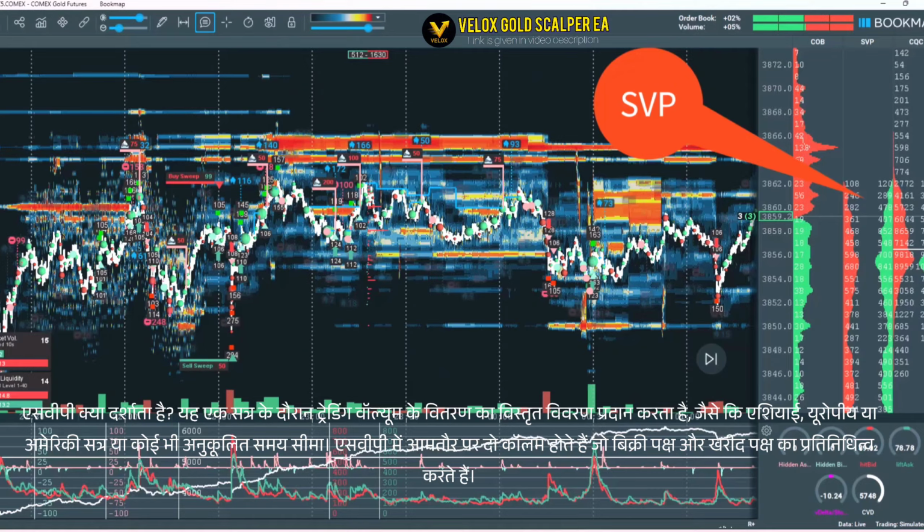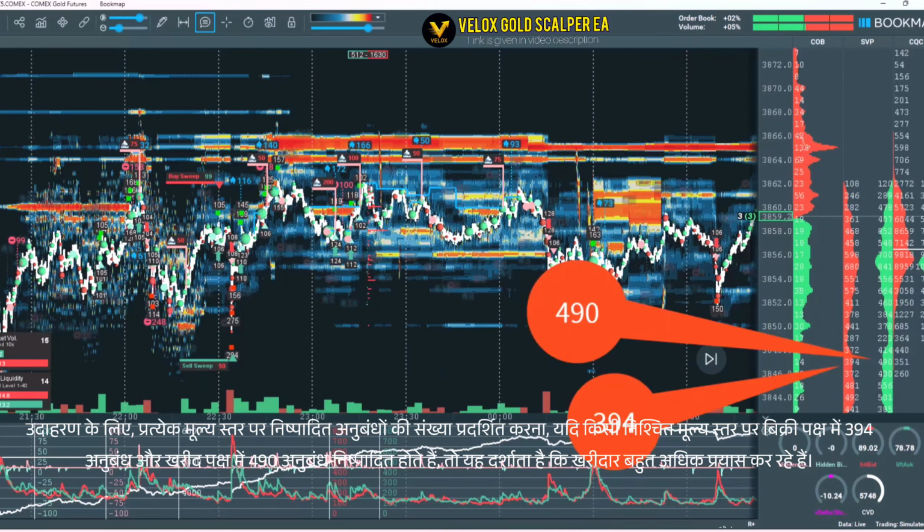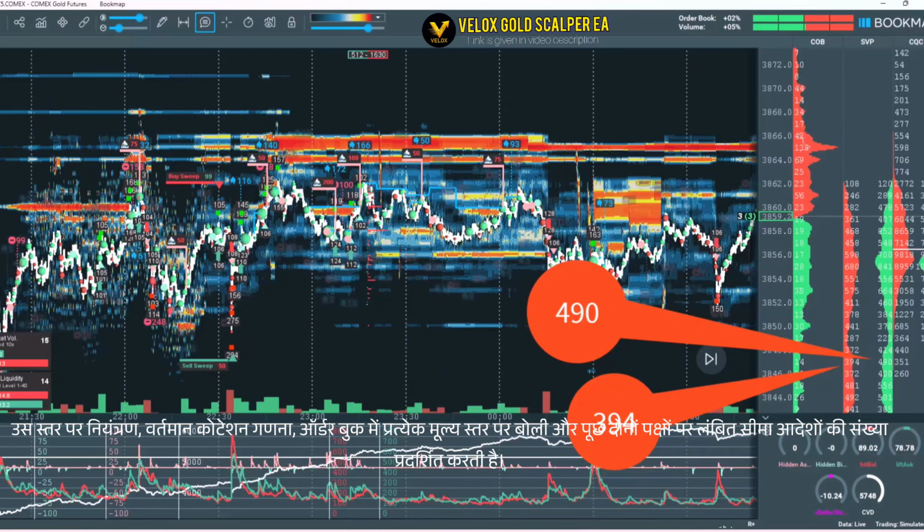SVP typically includes two columns representing the sell side and the buy side, displaying the number of contracts executed at each price level. For example, if at a certain price level there are 394 contracts executed on the sell side and 490 contracts executed on the buy side, this indicates that buyers are exerting greater control at that level.